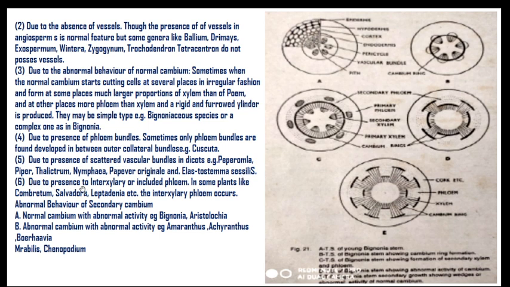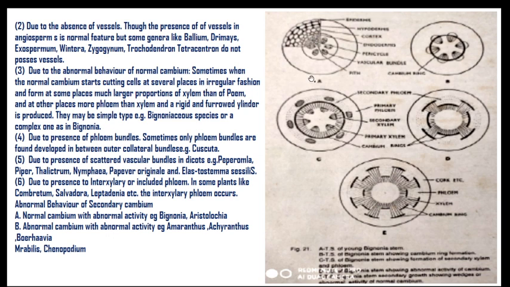Due to the presence of interxylary or included phloem in some plants like Combretum, Salvadora, Lepidadenia, etc., the intercalary phloem occurs. Abnormal behavior of secondary cambium, which is due to the normal cambium with abnormal activity, for example Bignonia and Aristolochia. Sometimes abnormal cambium with abnormal activity, for example Amaranthus, Achyranthes, Boerhavia, Mirabilis and Chenopodium.